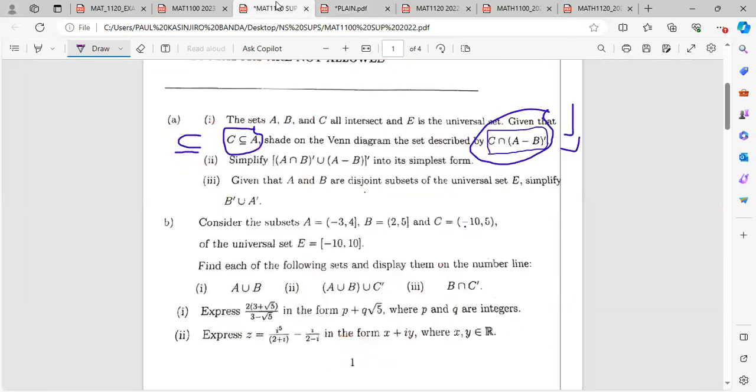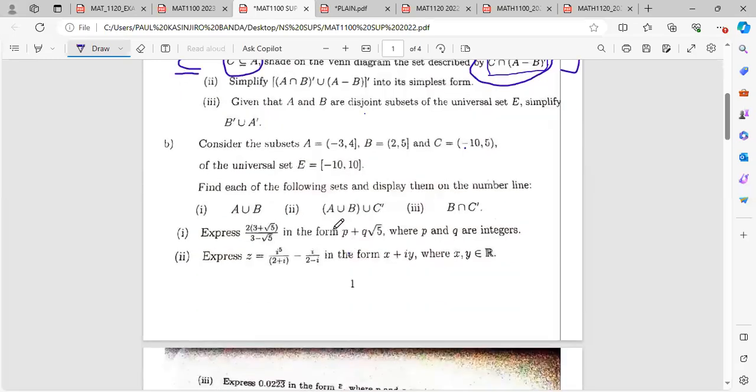Let's look for another question. We've solved some, let us solve some more. So here, in this question they're saying, given this, express it in the form P plus Q root of 5.